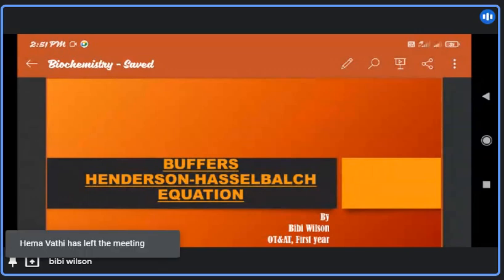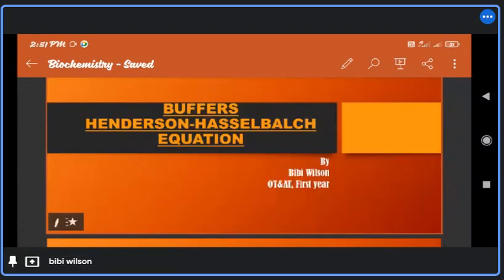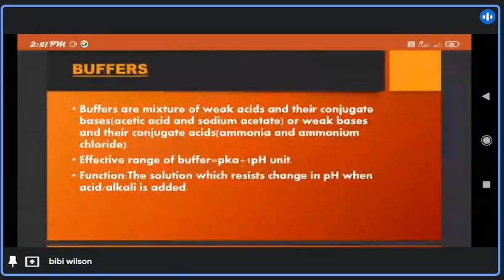My topic is buffers and also the Henderson-Hasselbalch equation. Buffers can be defined as a mixture of weak acids and their conjugate bases. Here, acetic acid is the weak acid and sodium acetate is the conjugate base. We can also define buffers as a mixture of weak bases and their conjugate acids. In this, ammonia is the weak base and ammonium chloride is the conjugate acid.